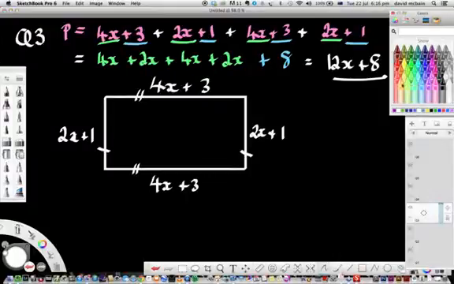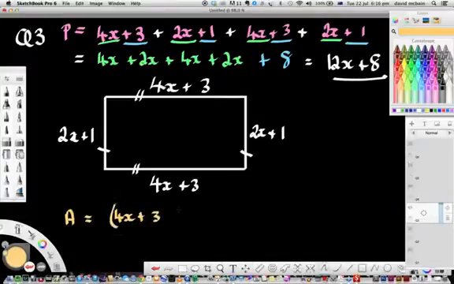The area of the shape is going to be length times width. So it's going to be 4x plus 3 multiplied by the width, which is 2x plus 1. And here you had the option of using the square method. So we'll just do the little box over here.